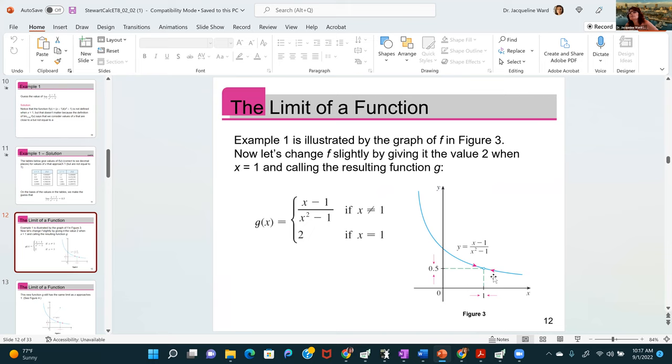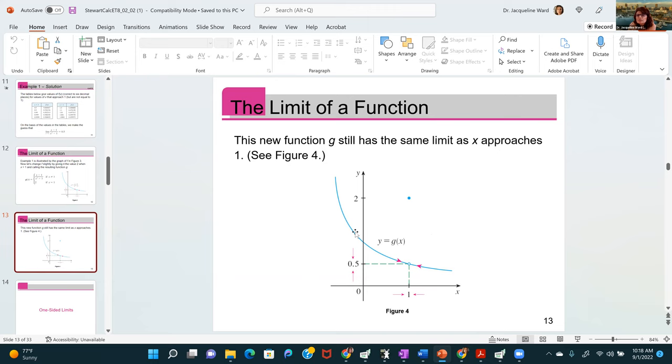All right, here the function is graphed. The function is not defined at x equals 1, so there's a hole there. And they're saying, let's change the function slightly. Make it a piecewise defined function, where if x is not 1, you have that function. But if x is 1, then this new function g is 2. So that's here.